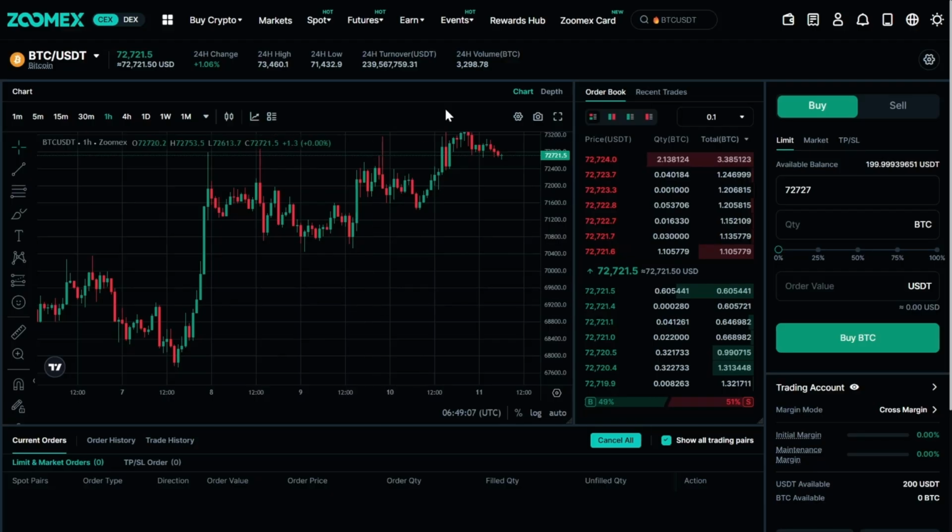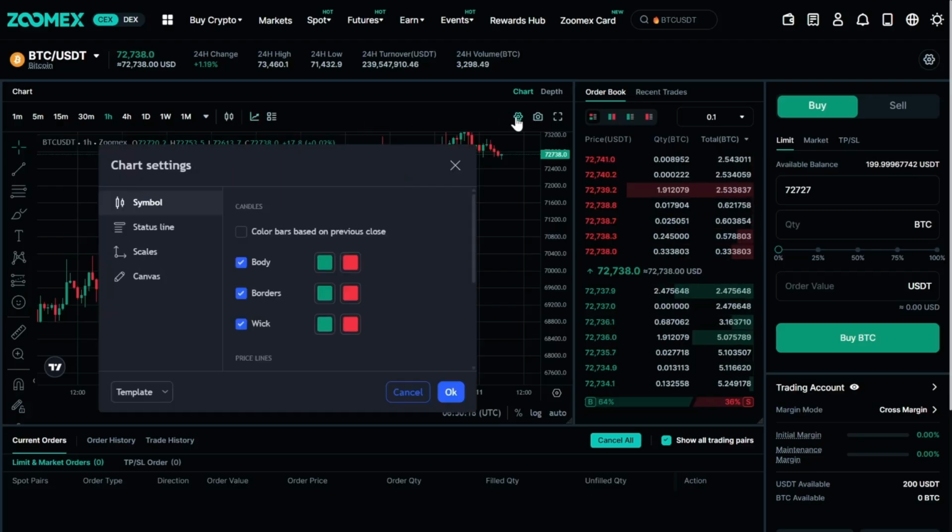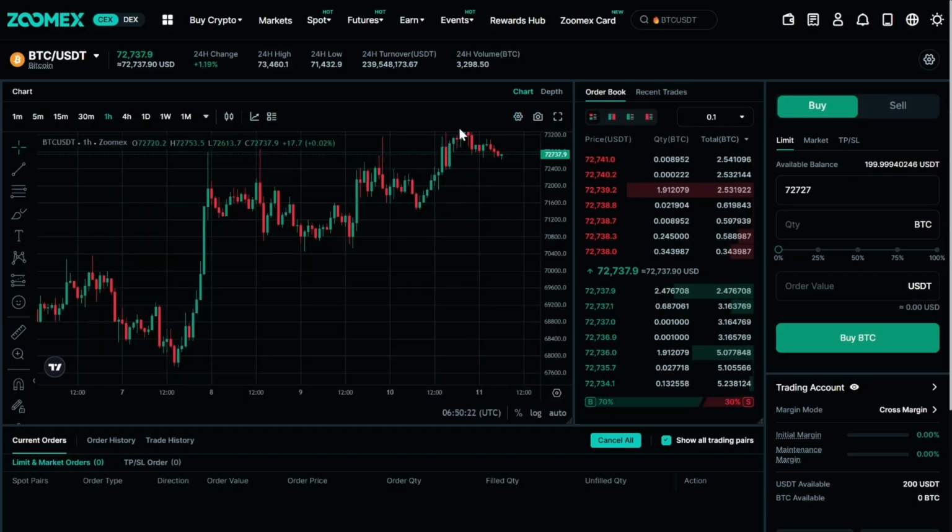In the middle here, we have the trading view chart. This is where you can see how price is moving in real time. You can change the time frame to view different time horizons, use drawing tools to mark key levels, and add indicators to help analyze the market. You can also adjust chart settings to customize how everything looks. Most traders use this to spot trends and find better entry and exit points.